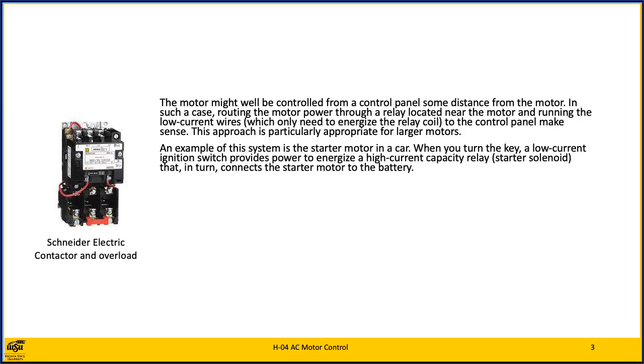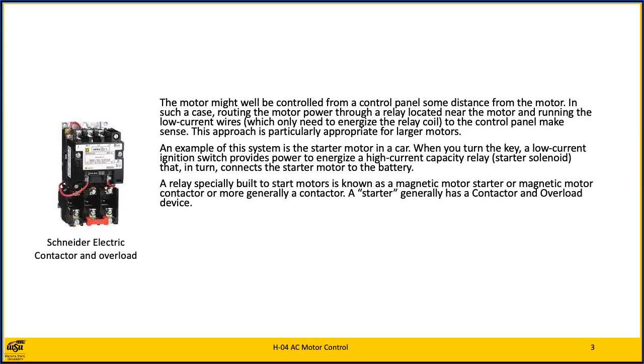An everyday example of this system is the starter motor in a car. When you turn the key, a low current ignition switch provides power to energize a high current capacity relay, the starter solenoid, that in turn connects the starter motor to the battery. A relay specially built to start motors is known as a magnetic motor starter or magnetic motor contactor, or more generally a contactor. A starter generally has a contactor and overload device.